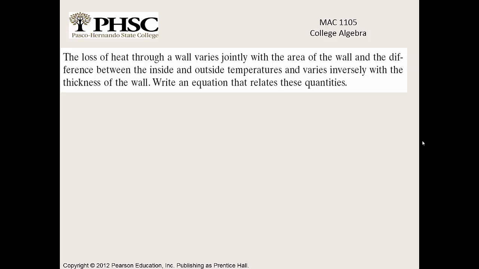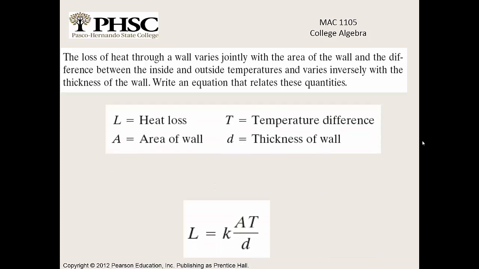So the next thing we're going to talk about, and there's not a straightforward example for this one, is the loss of heat through a wall that varies jointly with the area of the wall and the difference between the inside and outside temperatures, and then varies inversely with the thickness of the wall. And the equation for this particular example is L is equal to K times A T over D. Now, L is the heat loss, A is the area of the wall, T is the temperature difference, and D is the thickness of the wall. And we'll talk about this in class.